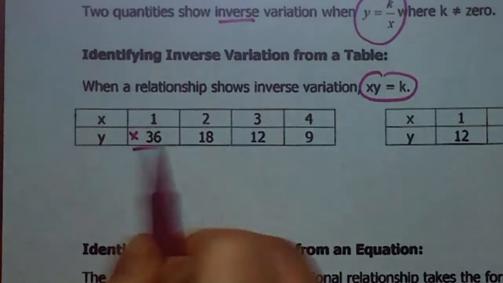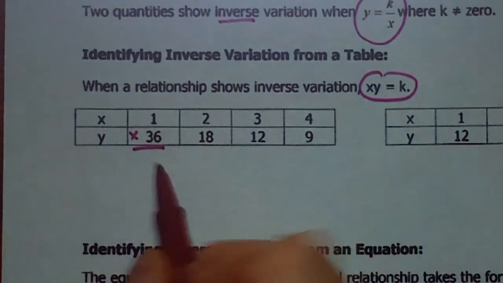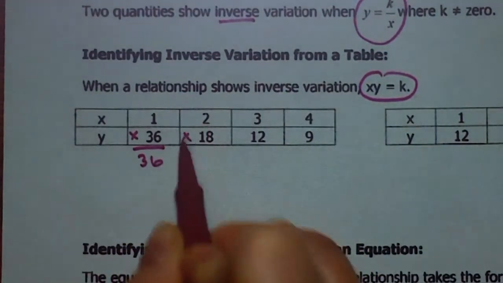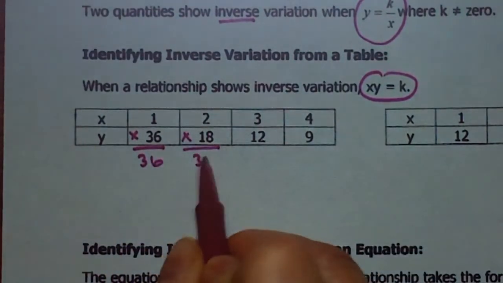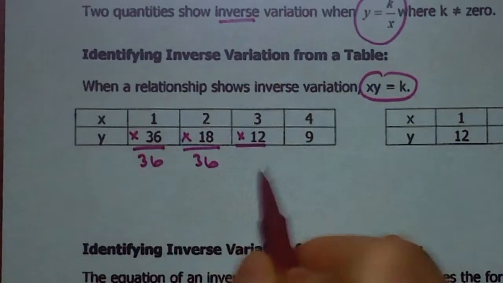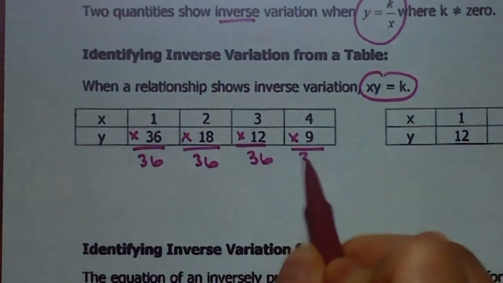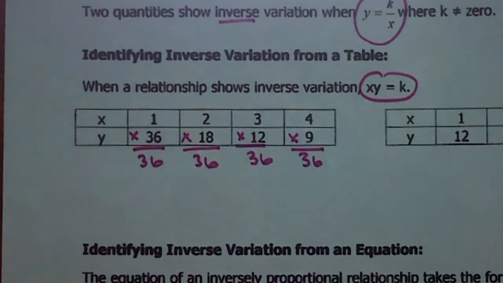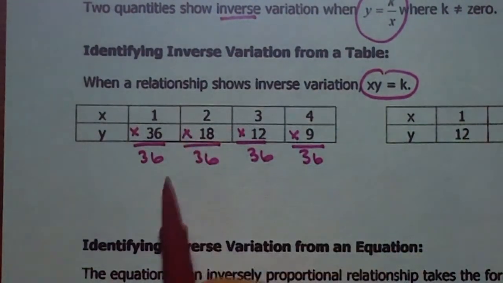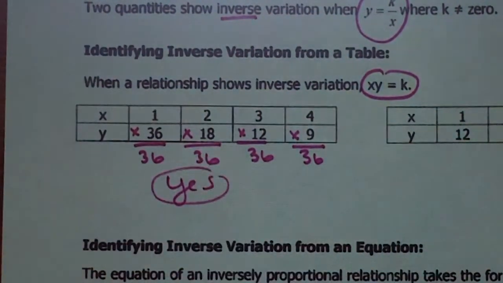Alright, so testing it out, 1 times 36 is 36. What's 2 times 18? Yeah, it's 36. What's 3 times 12? 36. What's 4 times 9? 36. What's 6 times 6? Almost 37, but right now, 36. Alright, so this one right here, this is a yes. It's a yes because x times y gives me the same product every single time.